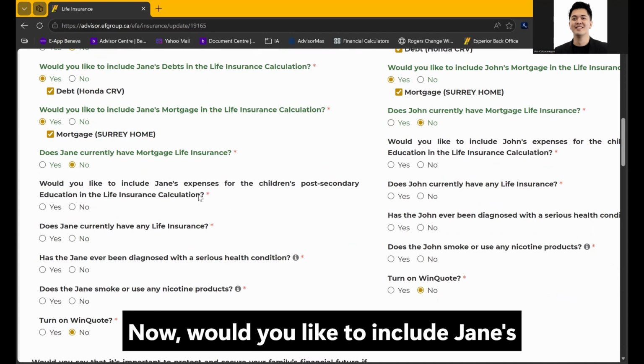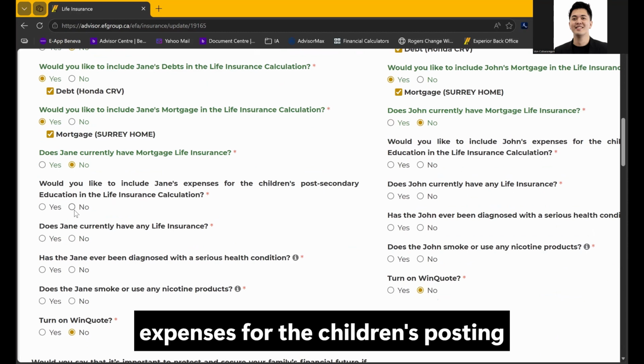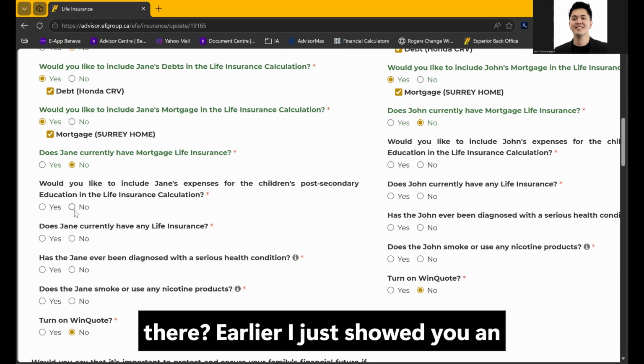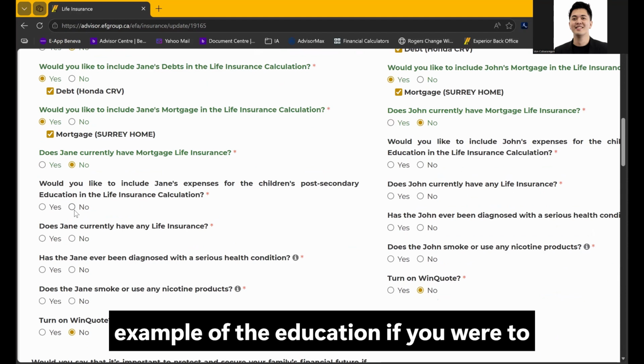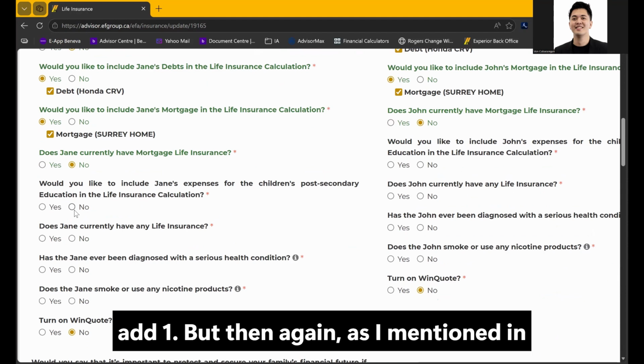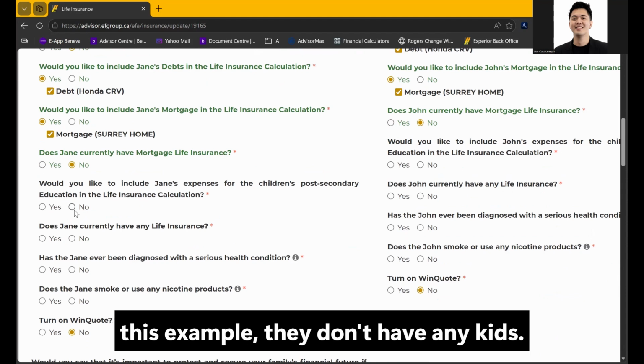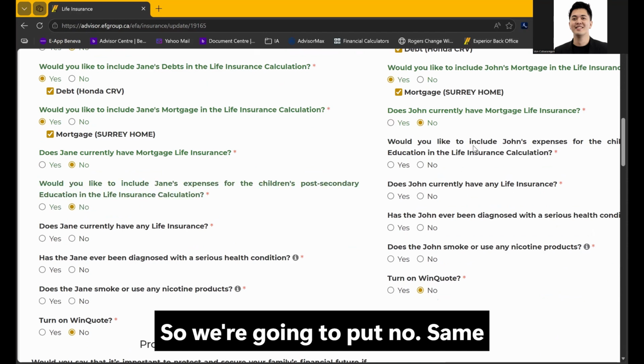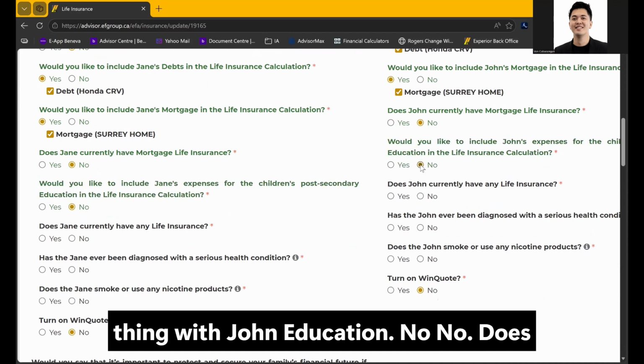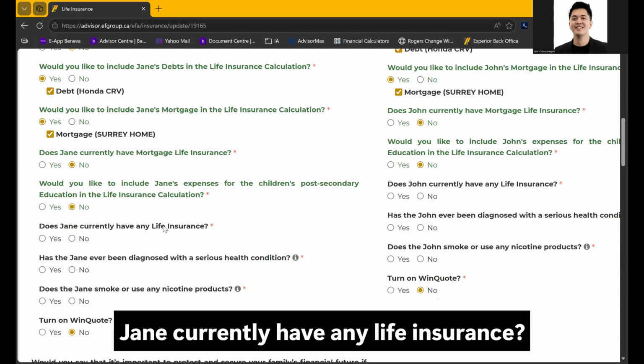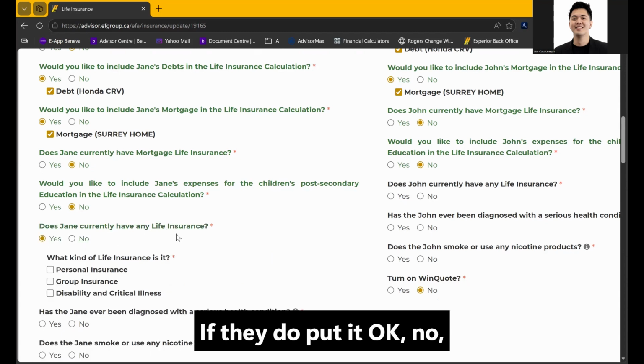Now, would you like to include Jane's expenses for the children's post-secondary? Earlier, I just showed you an example of the education if you were to add one. But then again, as I mentioned in this example, they don't have any kids, so we're going to put no. Same thing with John, education, no. Now, does Jane currently have any life insurance? If they do, put it.